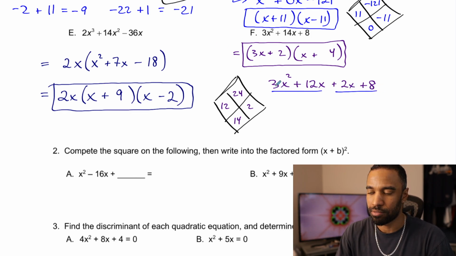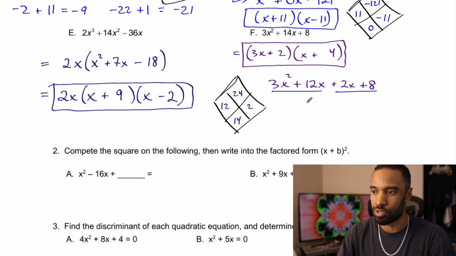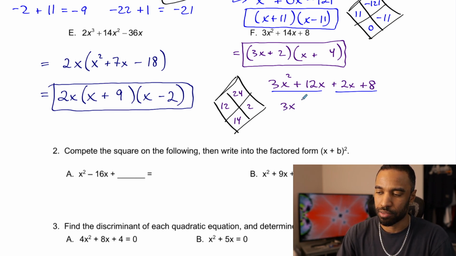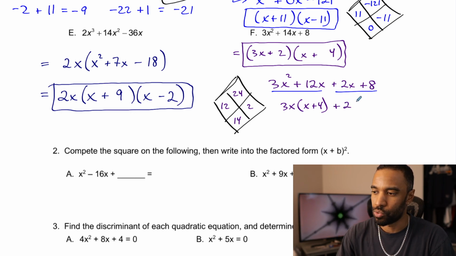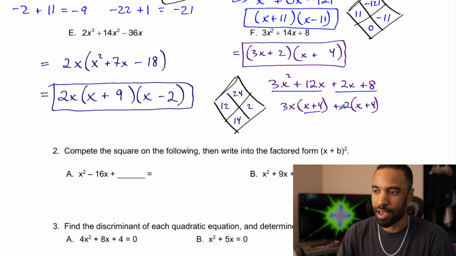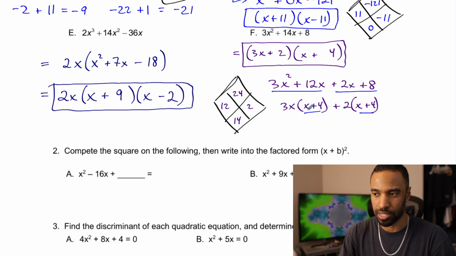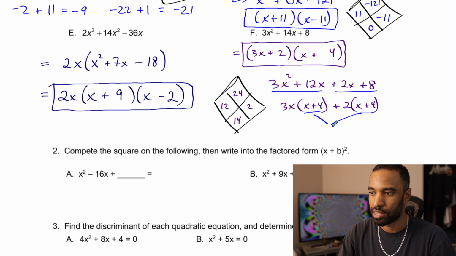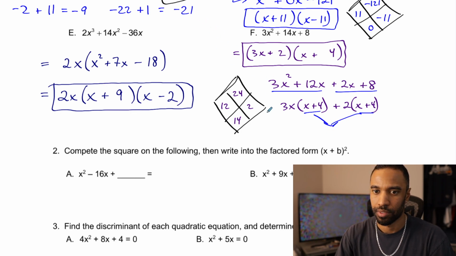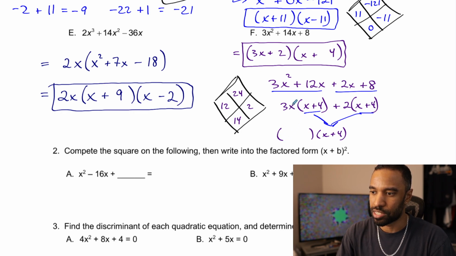I'm going to find the greatest common factor of these two terms right here. I factor out the 3x, and I'm left with x plus 4. Here I could factor out a 2, and I'm left with x plus 4. And x plus 4 is a common factor that exists in both terms. So if I factor out the x plus 4, I'm left with 3x and 2, 3x plus 2.